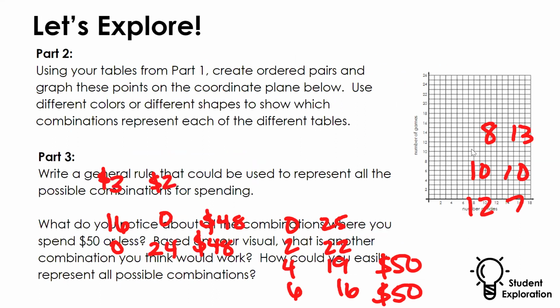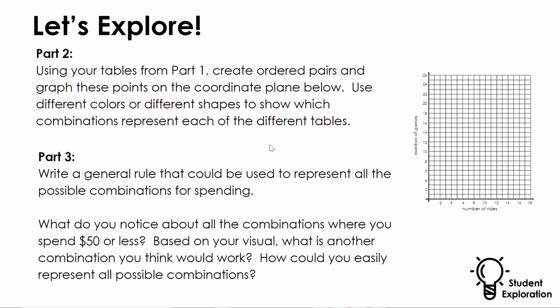Now, using that, I want you to graph these ordered pairs, these points, on the coordinate plane. Use different colors and different shapes to show which combination represents each different table. So if you want to do exactly $50, I would suggest using a little X. If you want to do less than $50, I would do a dot. Okay, so go ahead and take a moment and plot those points.